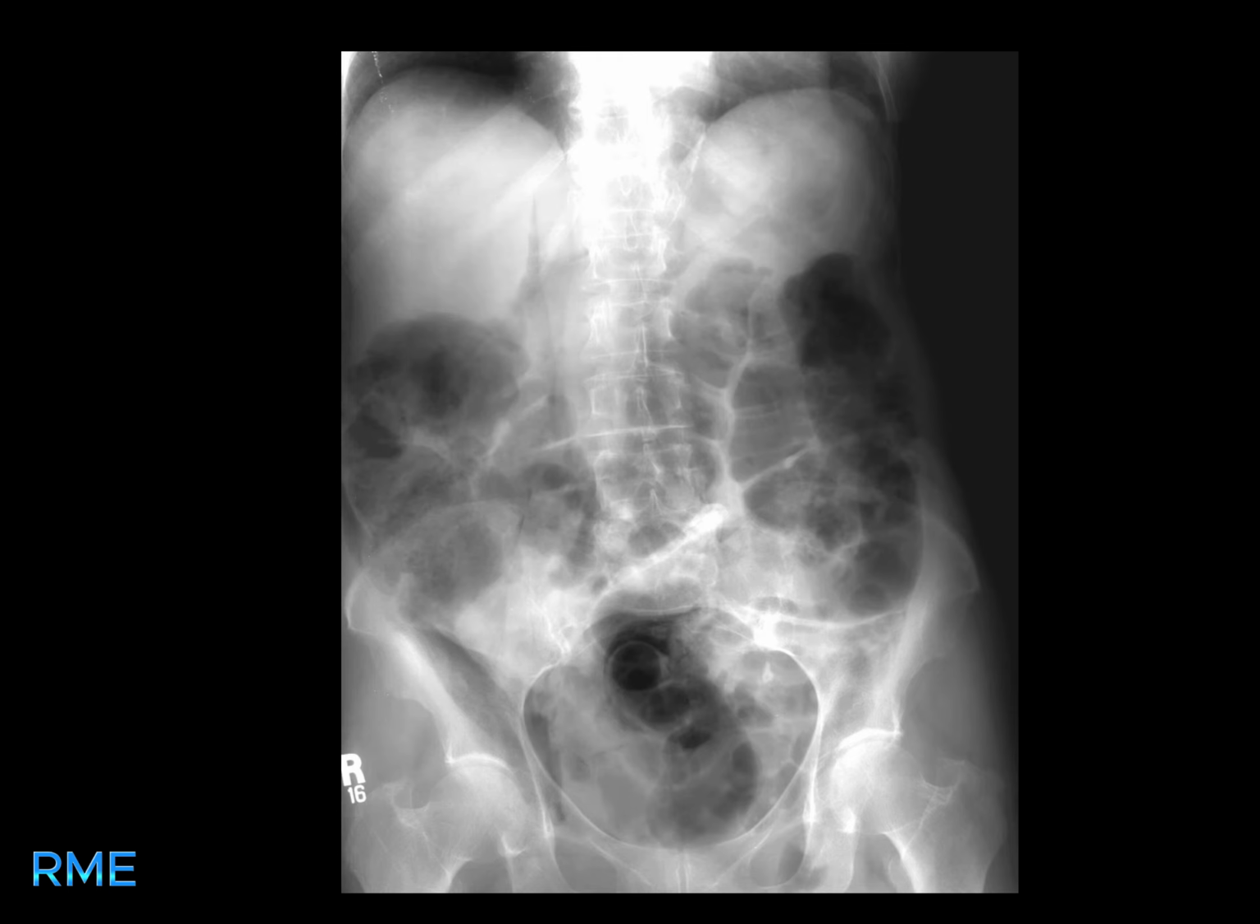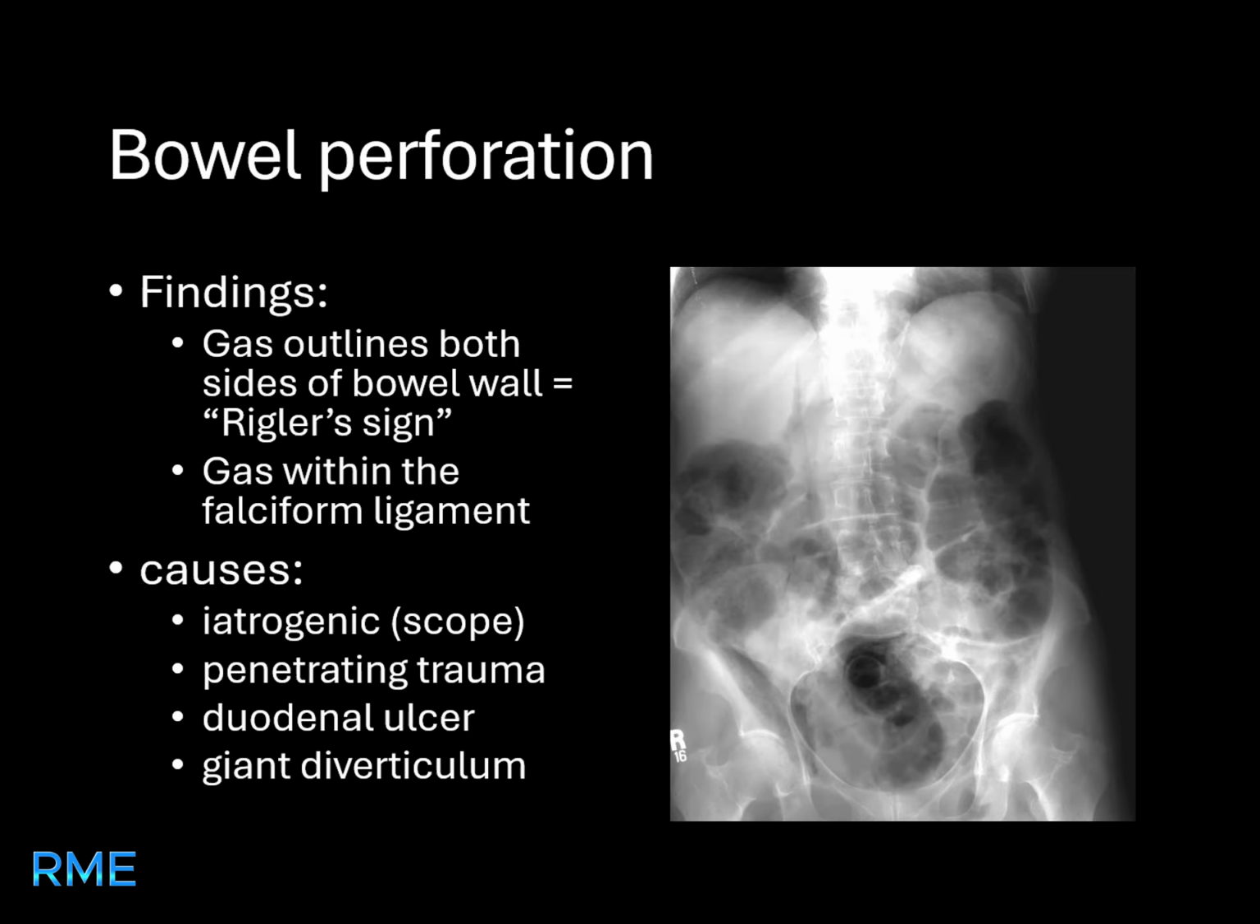What abnormalities do you notice in this image? This image shows gas outlining both sides of the bowel wall, known as Rigler's sign, and gas within the falciform ligament. These findings indicate a bowel perforation. The presence of free intraperitoneal gas is highly suggestive of a perforated viscus.